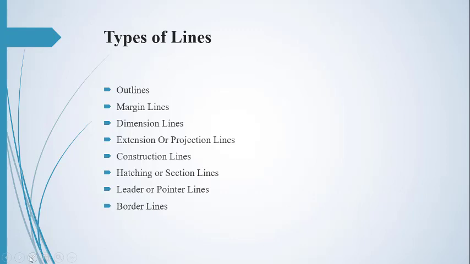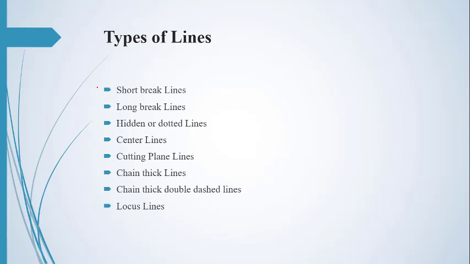The types of lines are shown here. Outlines. The second one is margin lines. The third one is dimension lines. The fourth one is extension lines. The fifth one is construction lines. The sixth one is hatching or section lines. The seventh one is leader or pointer lines. The eighth one is border lines. The ninth one is short break lines. The 10th one is long break lines. The 11th one is hidden or dotted lines.